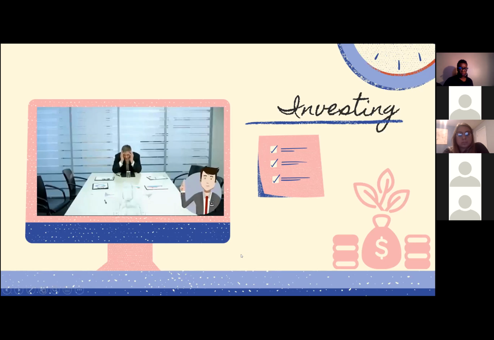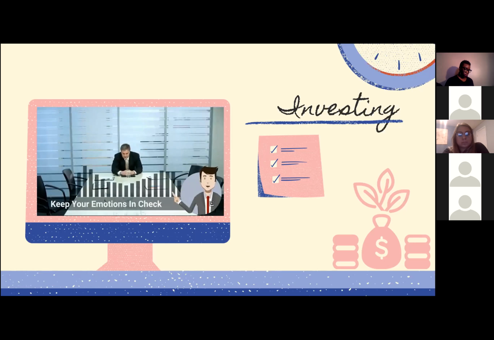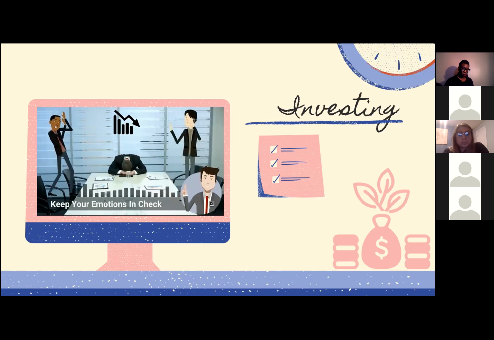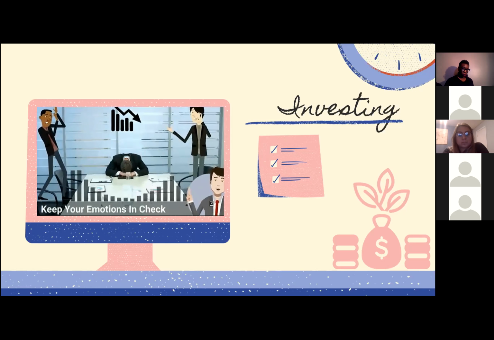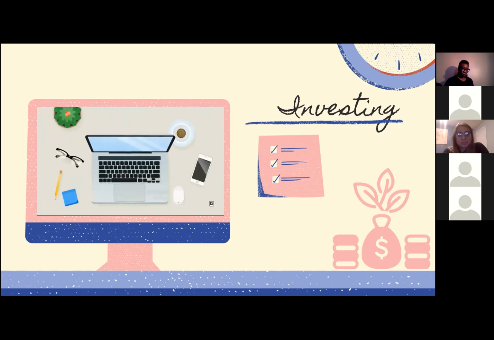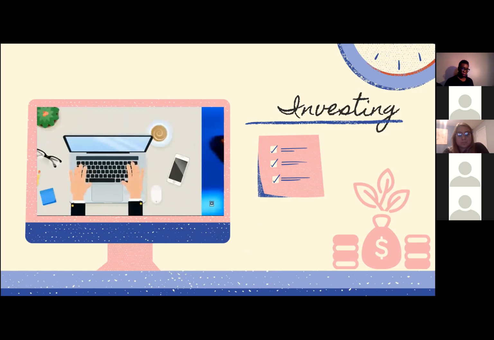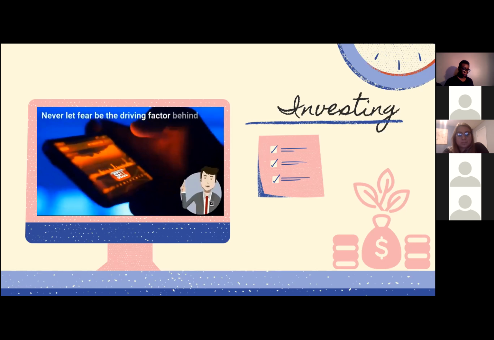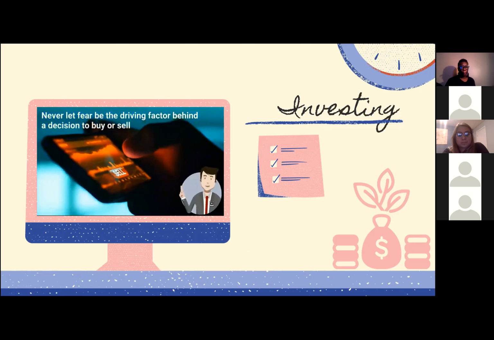As you invest, it's important to keep your emotions in check. Understand that markets are very volatile, and even the best companies may experience dips. Don't panic or make hasty decisions based on any drastic changes. Instead, wait, be patient, and analyze the situation before making a decision. Never let fear be the driving factor behind a decision to buy or sell.